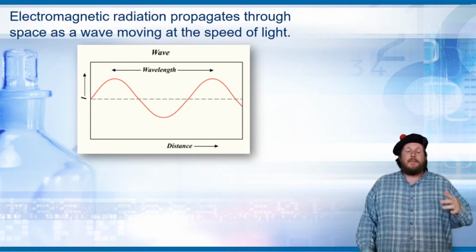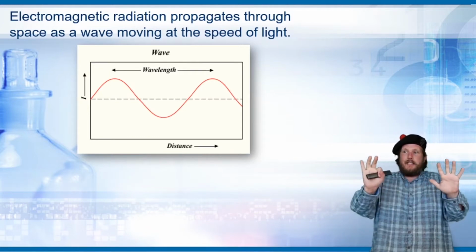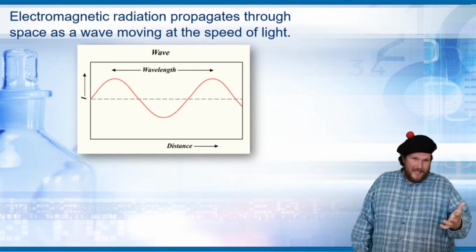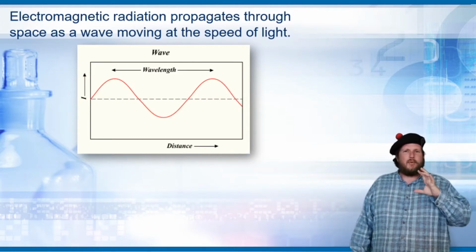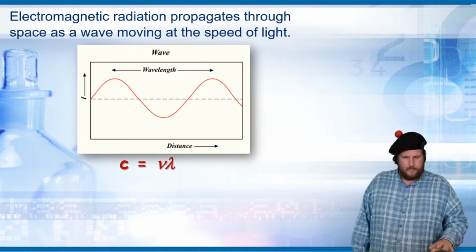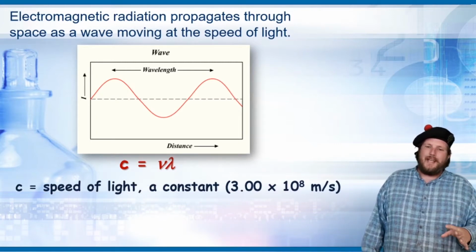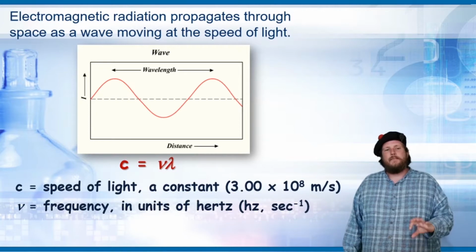Welcome back again. Today we're going to talk about the electromagnetic spectrum, or light. Electromagnetic radiation propagates through space as a wave moving at the speed of light. The speed of light is equal to 3 times 10 to the 8th meters per second.